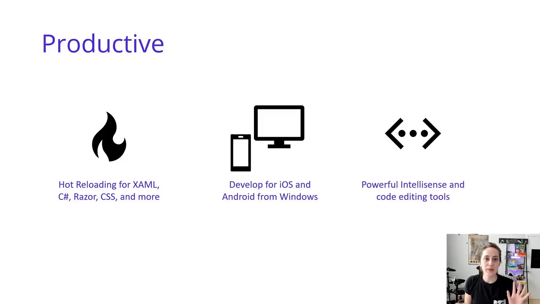So let's talk a little bit about what those three pillars were: productive, performant, and single code base. First and foremost, the most productive way to develop cross-platform mobile apps is with .NET MAUI. And there are a couple things we're really focusing on that make developers' lives a lot easier in .NET 6. And the first of that is hot reloading.